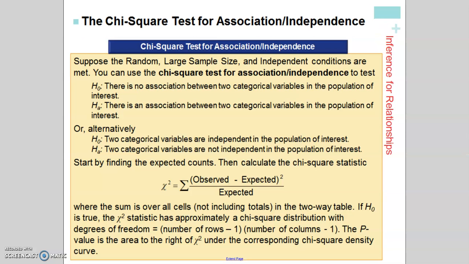So that leads us to our chi-squared test for association and independence. The conditions are the exact same as the test for homogeneity. The way you write your null and alternative hypotheses is as we just discussed. You find your chi-squared statistic using the same formula. The degrees of freedom are exactly the same, and the p-value is calculated in exactly the same way. So basically everything about this test is exactly the same as the test for homogeneity. The only difference is how you write your null and alternative hypotheses.